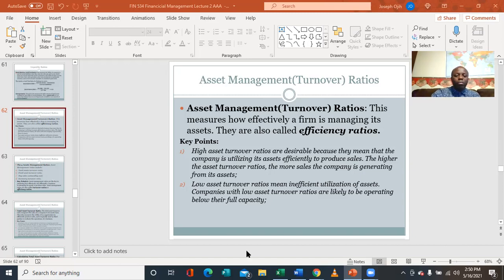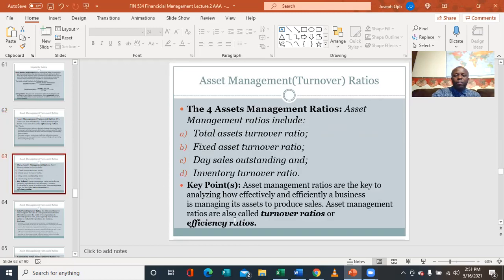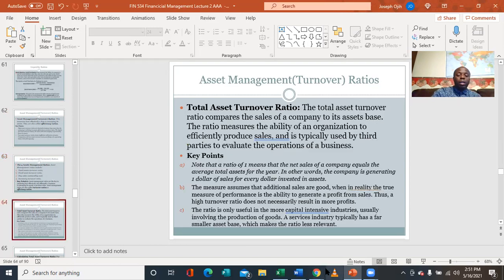Okay, I'm going to make sure you're seeing this. We have four key asset management ratios that we examine today. The first one is the total asset turnover ratio. The second one is the fixed asset turnover ratio. The third one is days sales outstanding. And the other one is the inventory turnover ratio. Let us look at these ratios one by one, okay?